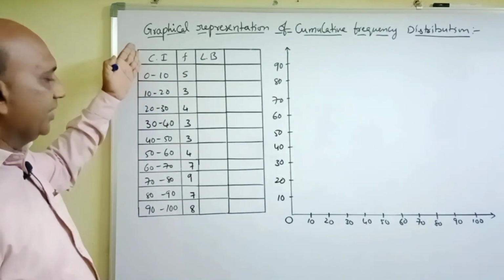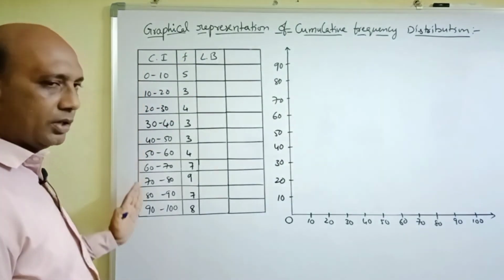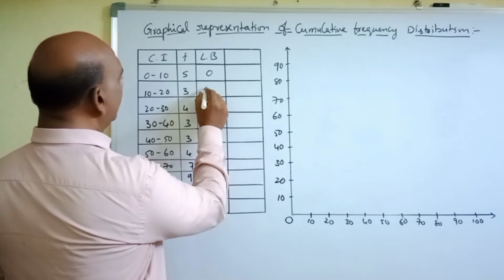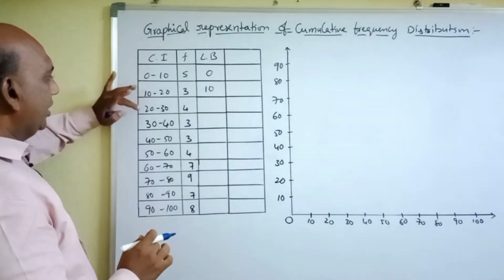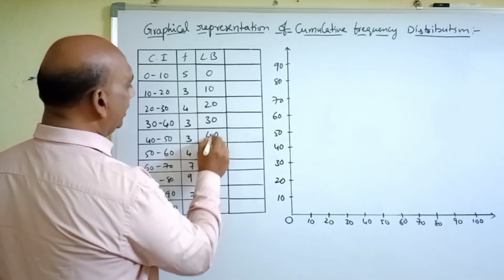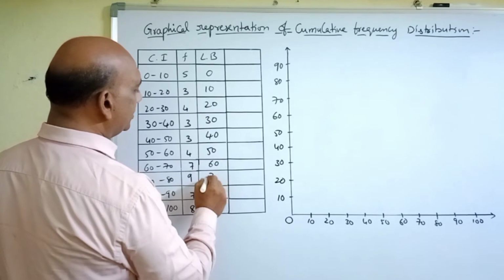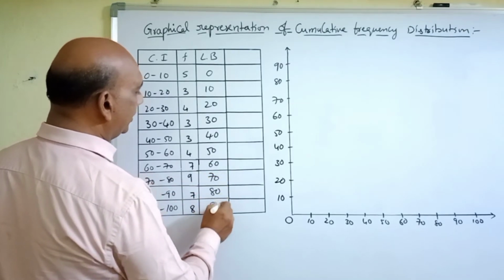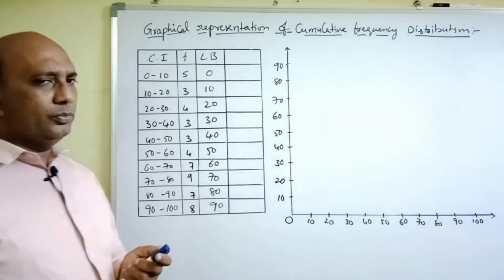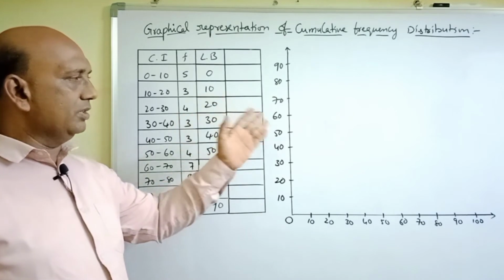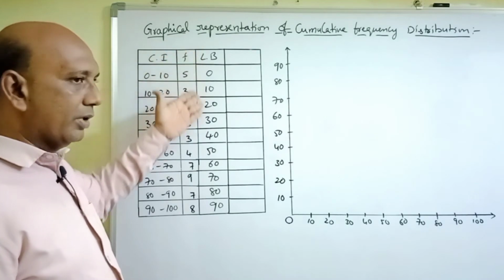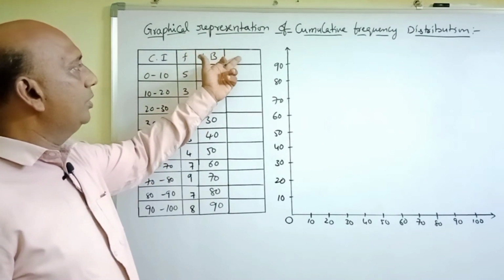Lower boundaries means, in these classes, the left side values are called lower boundaries. So take these boundaries: the first one is 0, then 10, 20, 30, 40, 50, 60, 70, 80 and 90. These are lower boundaries. To draw the greater than cumulative frequency curve, we need lower boundaries and greater than cumulative frequencies.